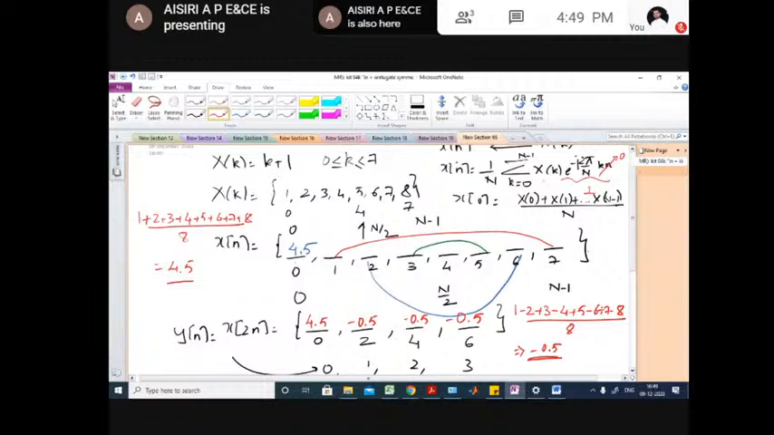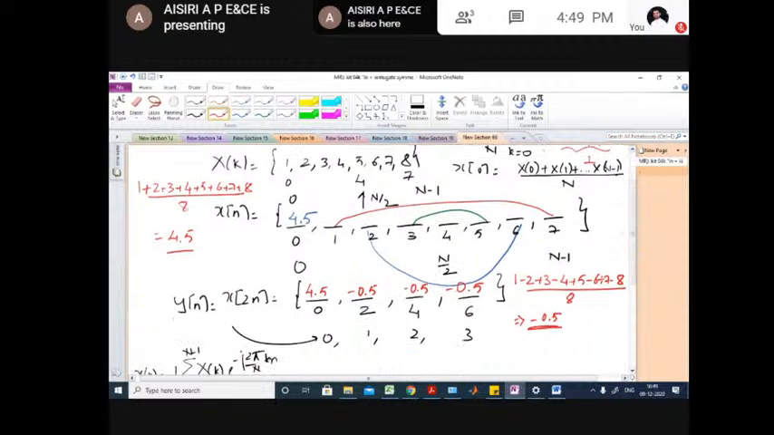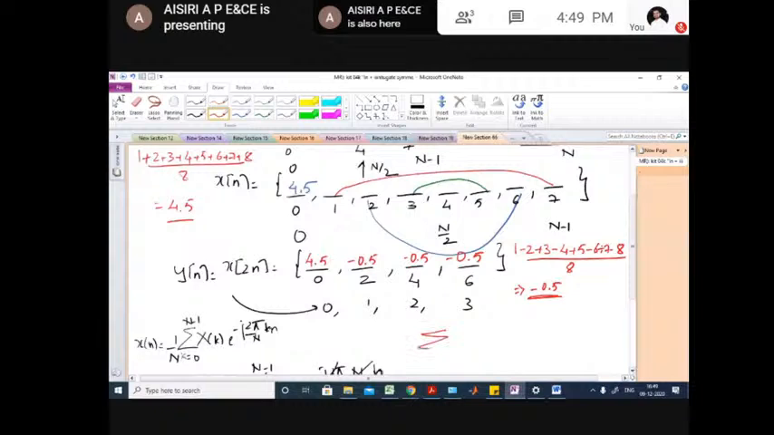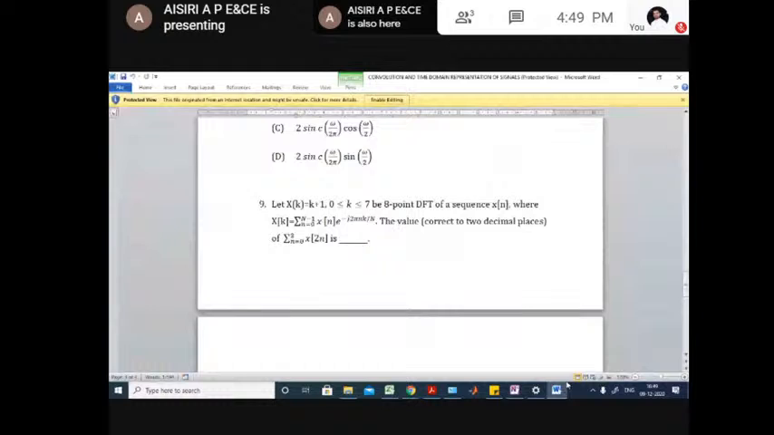So here I am summing it. It will be minus 0.5, minus 0.5, minus 0.5. If I add it, it will be minus 1.5. If I add everything, because they are asking us to determine the output as summation n is equal to 0 to 3 x of 2n, I need to add everything, which is nothing but 4.5 minus 0.5 minus 0.5 minus 1.5, which is 3. So the answer is 3 for this particular problem.